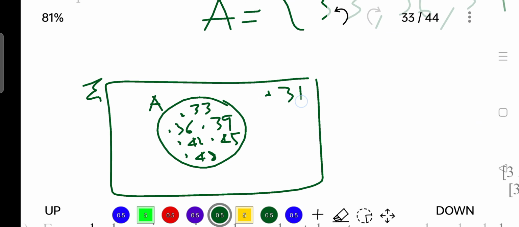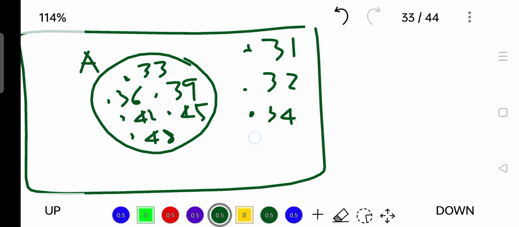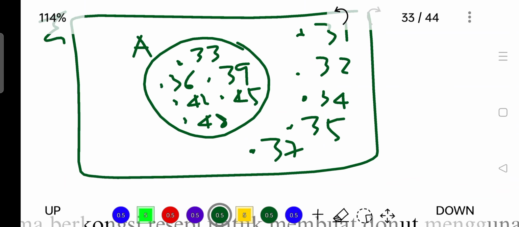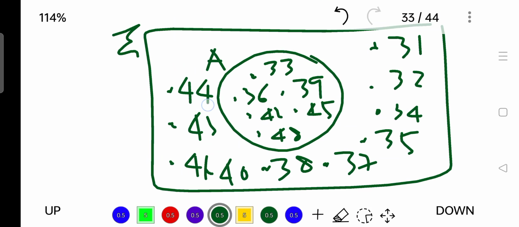start from 31, 30, 32, 34, 35, okay, 36 is there, 37, 38, 39 is there, 40, 41, 42 is there, 43, 44, 45. No, you don't need 45, you need 46, 47, 48 is there, and 49.